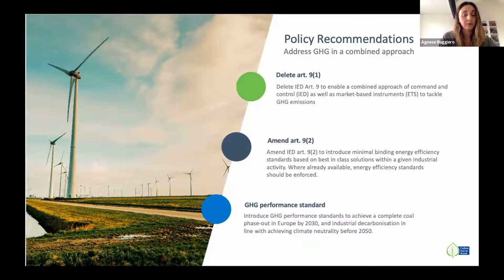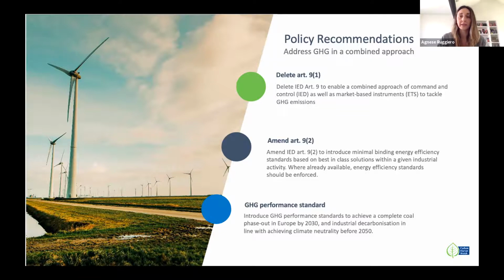So in this upcoming revision, there is also the need to delete Article 26 of the ETS Directive. These two articles are basically saying if installations are covered in the emission trading system, then their greenhouse gas emissions are regulated by that directive, by ETS. So they cannot be regulated in the Industrial Emissions Directive. So by deleting these two articles, we can achieve the reintroduction of greenhouse gases in the Industrial Emissions Directive.